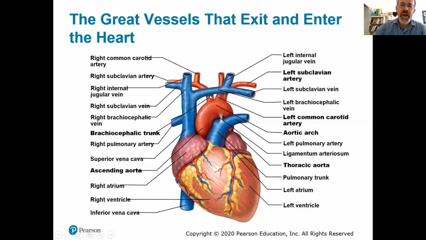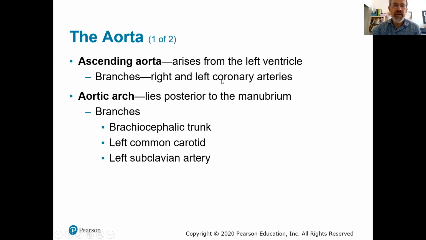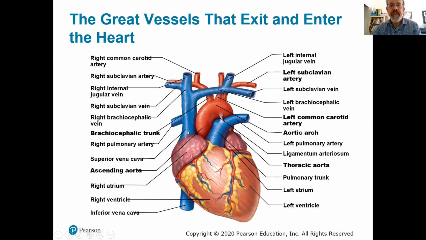The aortic arch has branches that include the brachiocephalic trunk, the left subclavian, and the left common carotid. So if you go back here, brachiocephalic, left common carotid, left subclavian. We're not going to get into all the other details, but you can take a look and see the blood that goes through these vessels, then returns back to the heart through the inferior vena cava and the superior vena cava.